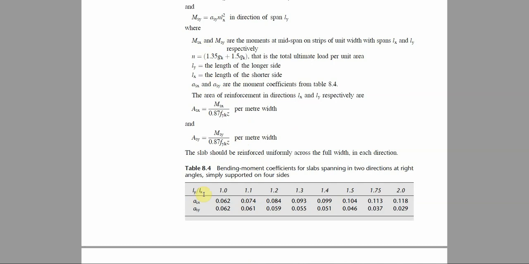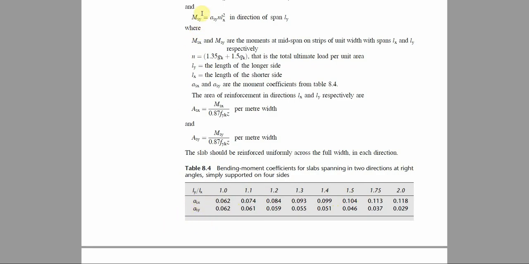For this particular one, we will calculate it, and this alpha sx and alpha sy are moment coefficients from this particular table. Firstly, we calculate our Ly over Lx. If it is 1.0, then our alpha sx will be this and our alpha sy will be this. However, where our Ly over Lx is 1.5, then our alpha sx will be 0.104. So this is how we arrive at our alpha sx and alpha sy.